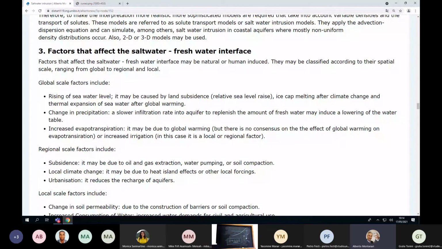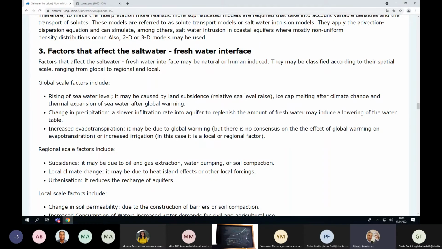Rising sea level, okay, and also keep in mind that sea level rise may be caused by land subsidence, which is a relative sea level rise, and there might be a change in precipitation, because change in precipitation means less infiltration and less strength for groundwater.